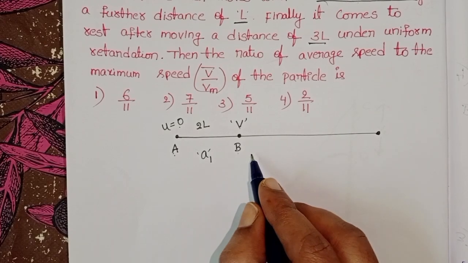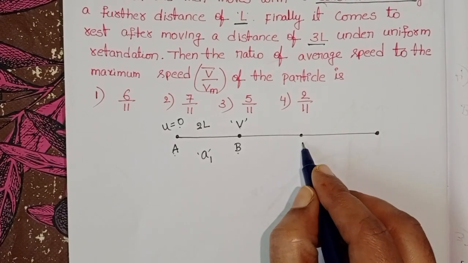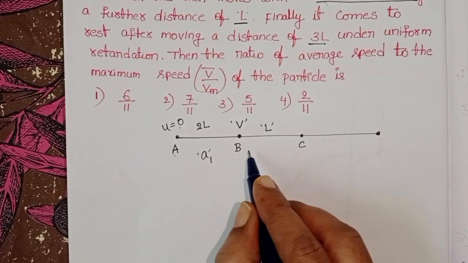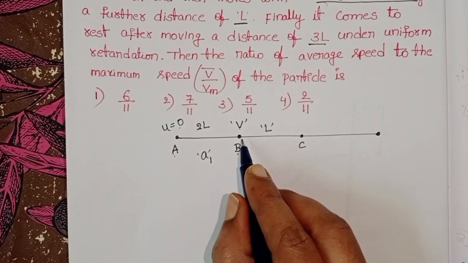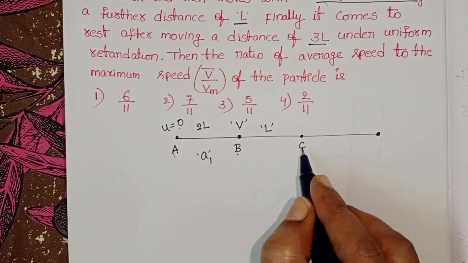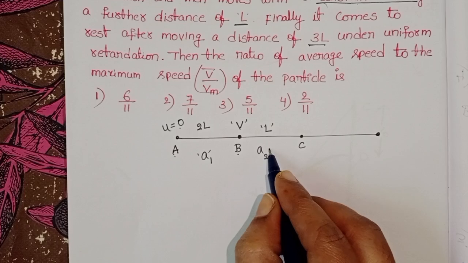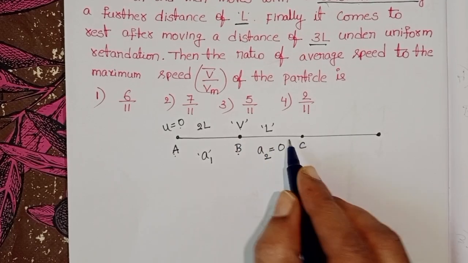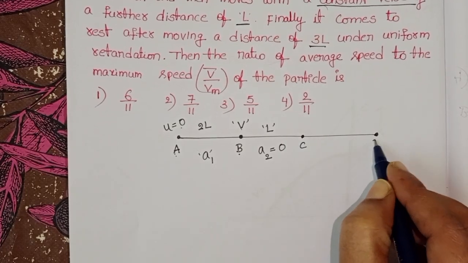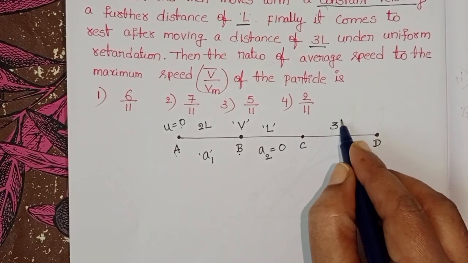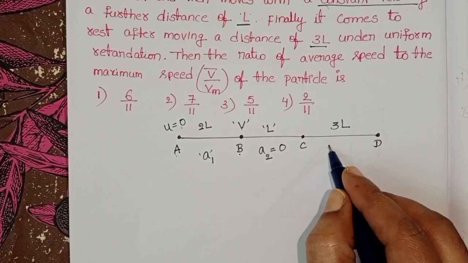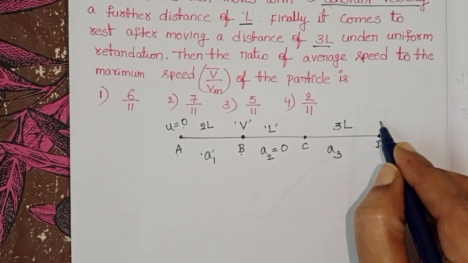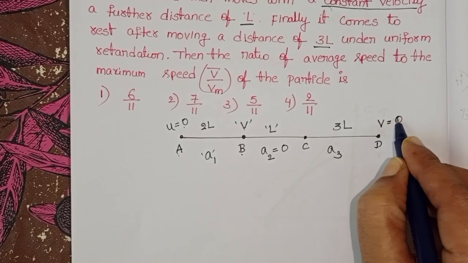After that, the particle travels from b to c, and the distance between these 2 points is l. But the particle moves with constant velocity. With v velocity only, it covers from b to c. So here acceleration is equal to 0. There is no change in the velocity. It is moving with constant velocity. Again from C to D point, it travels a distance 3l with constant deceleration. Let it be a3. And finally, the particle comes to rest. Final velocity is equal to 0.